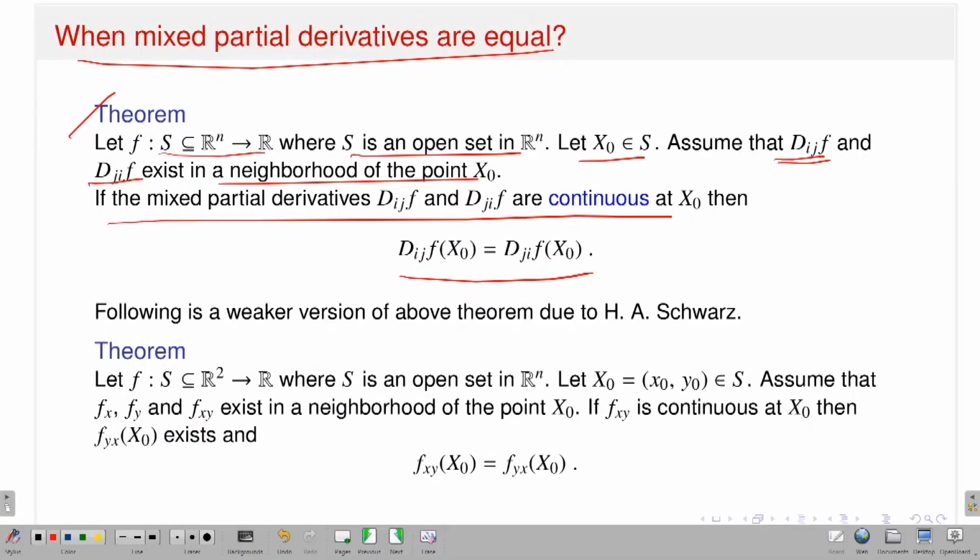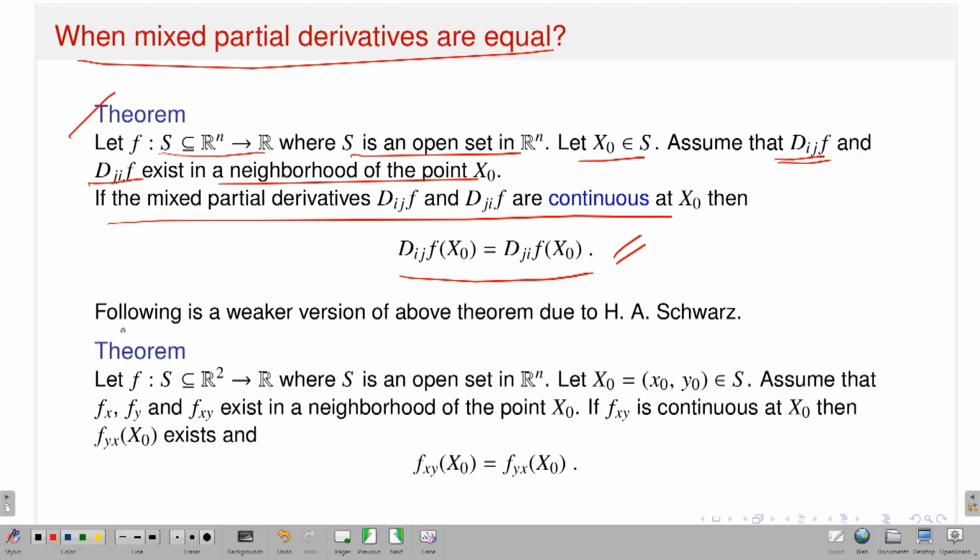Okay, so this is your theorem. It says that if I have a function f from a subset S of Rn to R, where S is an open set, and a point x naught, and suppose the mixed partial derivatives dij and dji exist in a neighborhood of x naught, and on top of that the mixed partial derivatives are continuous at the point x naught, then they are always equal. That is called the mixed derivative theorem.